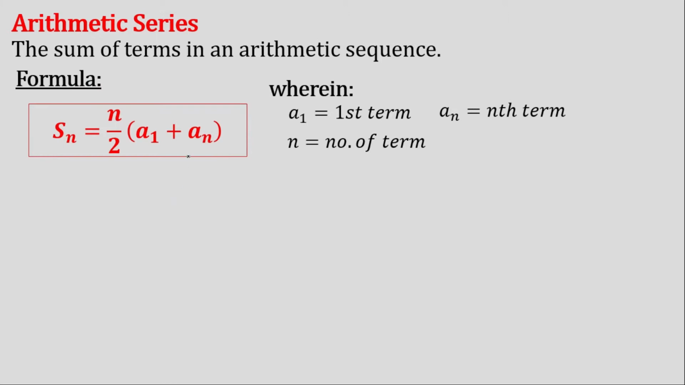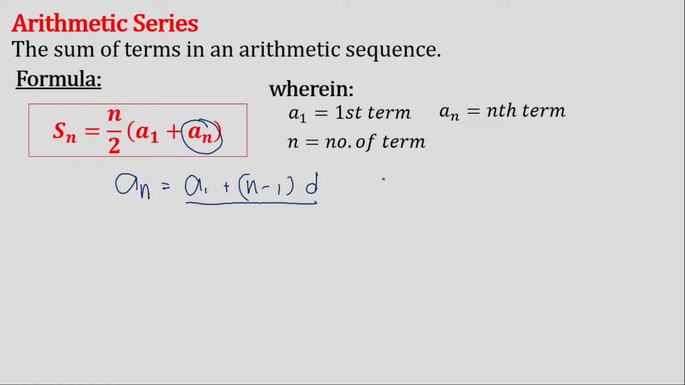Now, what if we substitute the formula for a sub n into the formula itself? So let's try to enumerate that. We have the formula for the arithmetic sequence, a sub n equals a sub 1 plus n minus 1 multiplied by d. Now, instead of writing a sub n in the arithmetic series formula, why don't we just write this and try to solve a problem in one glance.